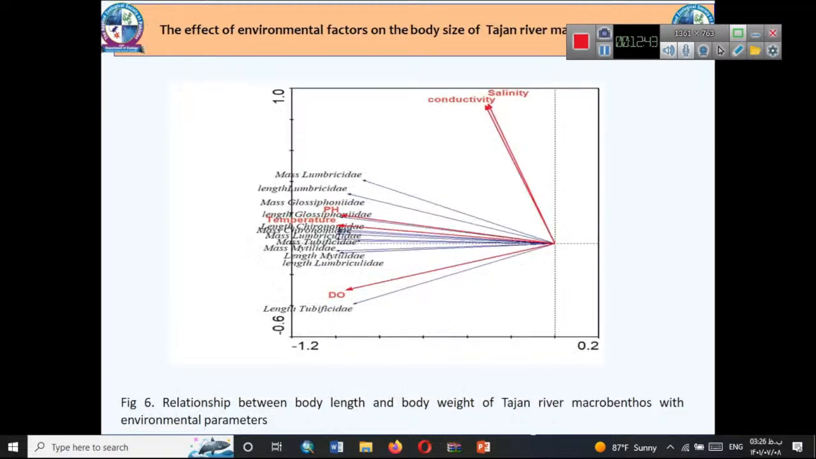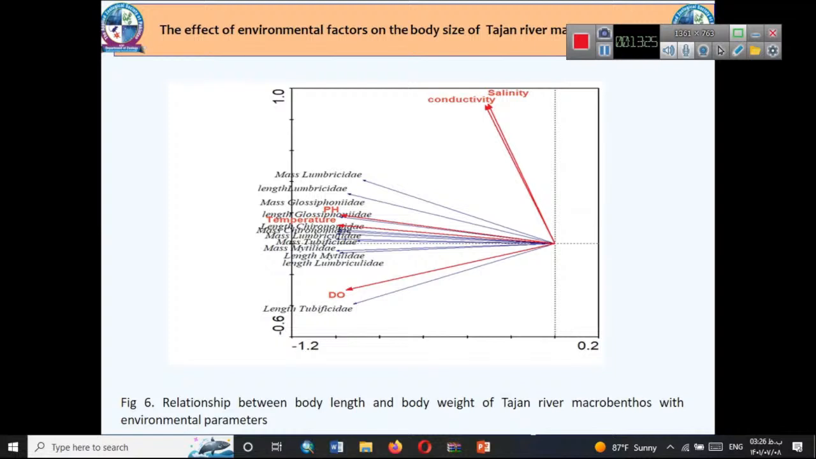In the next slide, the effect of environmental factors on the body size of the Tajan River macroinvertebrated shell. Temperature and pH were the most influential environmental parameters based on the first axis as the basis of correlation analysis. Body weight was positively correlated with pH, and there was a positive correlation between the body weight of macrobenthes and temperature.